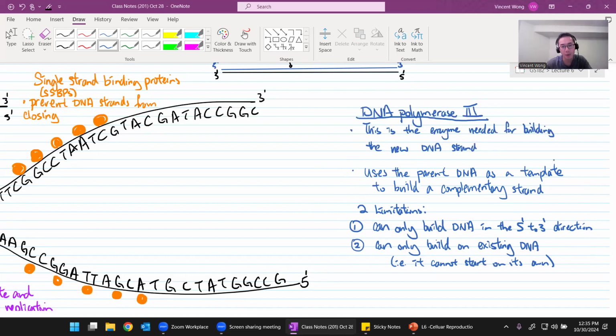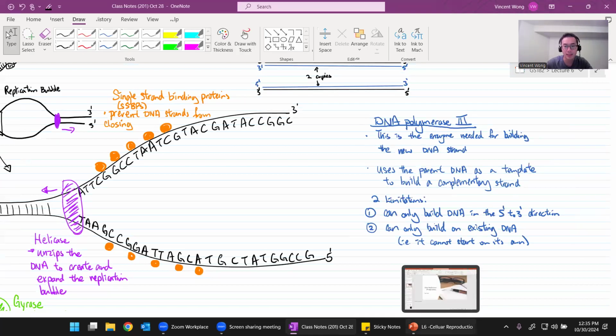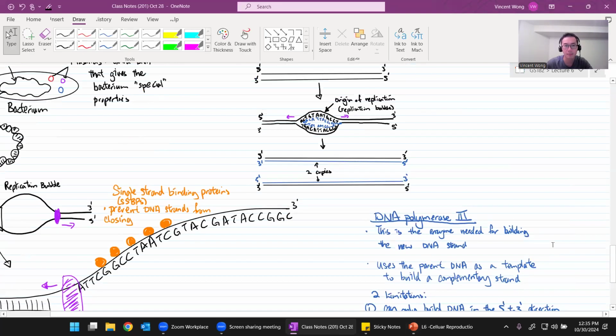The enzyme, however, has two limitations. Number one, it can only build DNA in the 5' to 3' direction, and it can only build on existing DNA. It's not going to start on its own. Right? So one way to help you understand this is to give you an example, an analogy, okay?